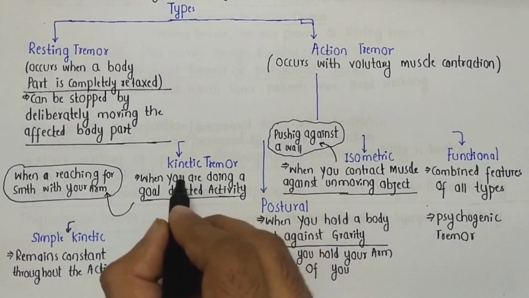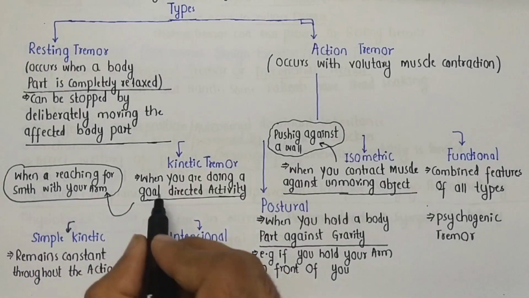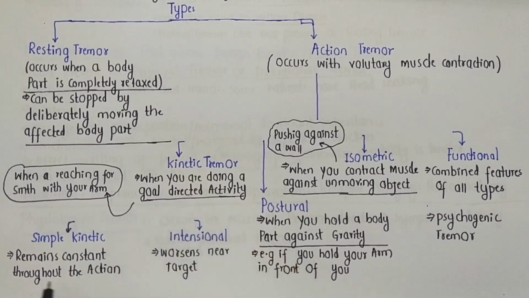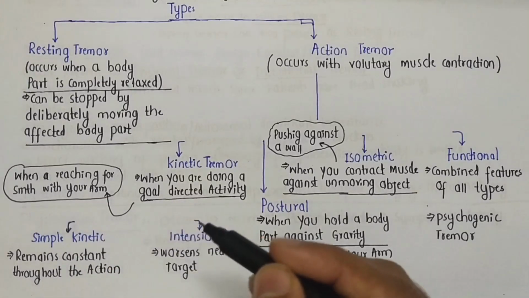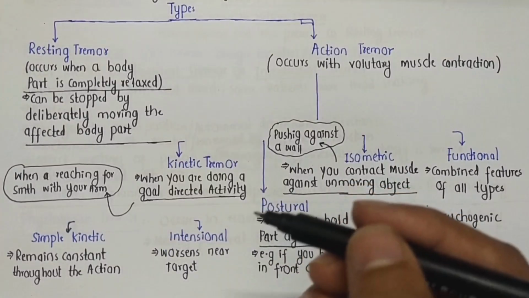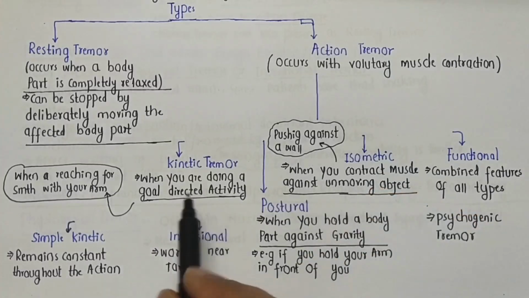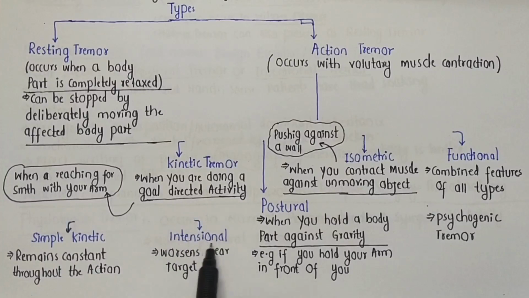The kinetic tremors are again of two types: simple kinetic tremors and intentional tremors. Simple kinetic tremors are those that remain constant throughout the action. If the tremors worsen near the target, as I said, if I ask you to touch the tip of your nose with your finger, and when you're near the tip of the nose the tremors appear, these will be called intentional tremors.